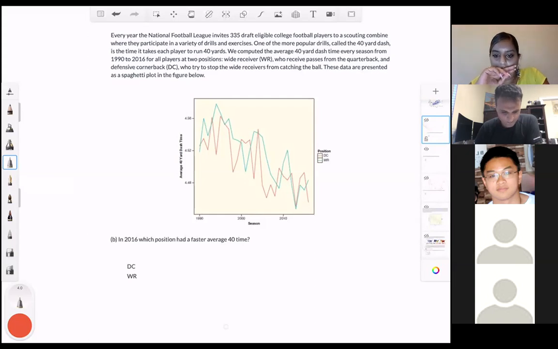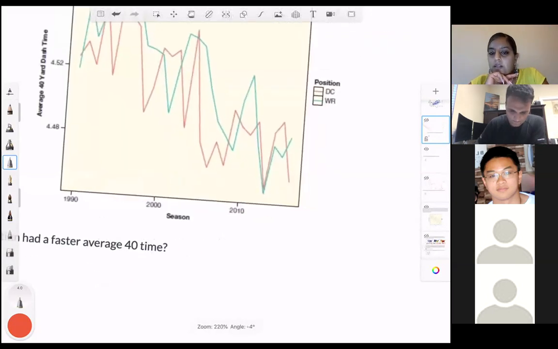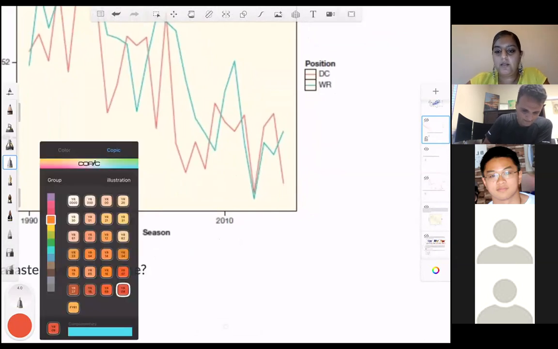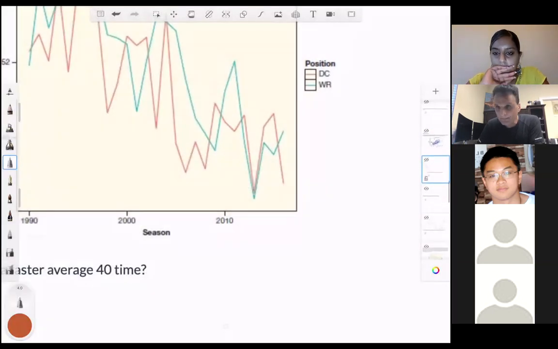In 2016, which position had a faster average 40 time? And we said it was DC. And why was that? So let's find 2016. Is it kind of like just an estimate, like you just guess where 2016 is? Yeah, but we should be able to do it correctly.